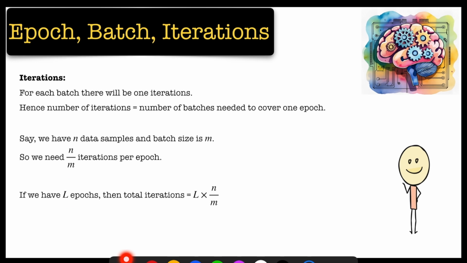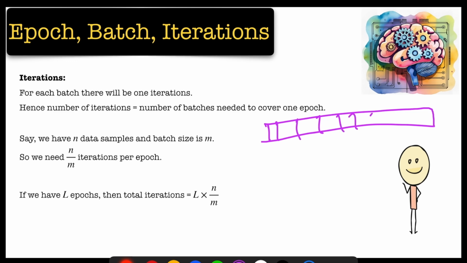Now, iterations. For each batch, there will be one iteration. Hence the number of iterations means the number of batches needed to cover one epoch. So, let's say you have these n data samples, and your batch size is m. Let's say your batch size is 3 here. This is the batch size.